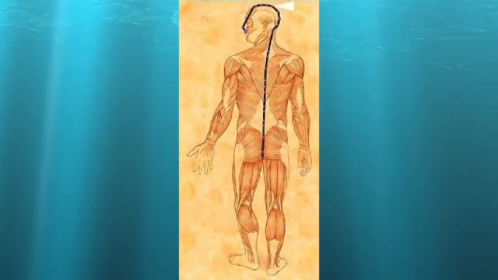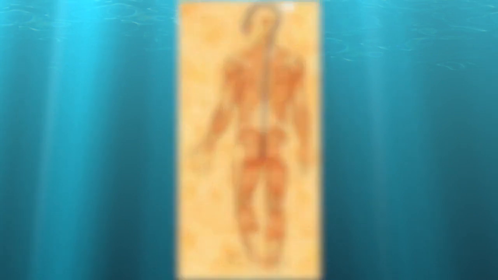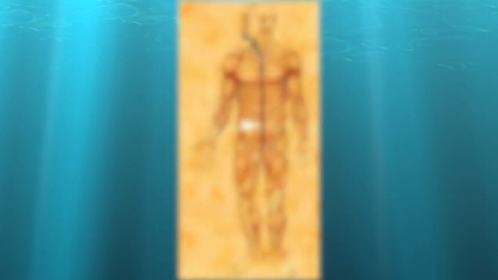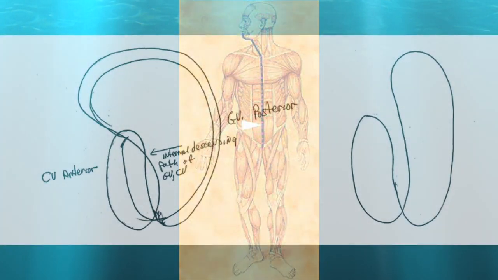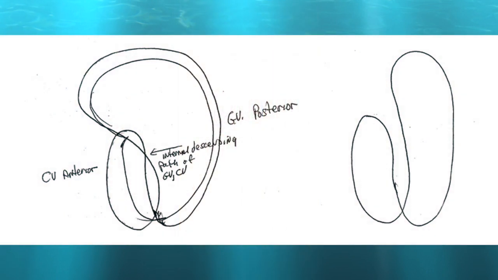There's two ways that you can look at the governing vessel, conception vessel. Actually, a third way. One is that they're just really one circuit of energy. One turns into the other. Externally, they both run up the body, and internally, they both run down in the body, and they create a figure 8 movement. So that's one way that you can look at it.